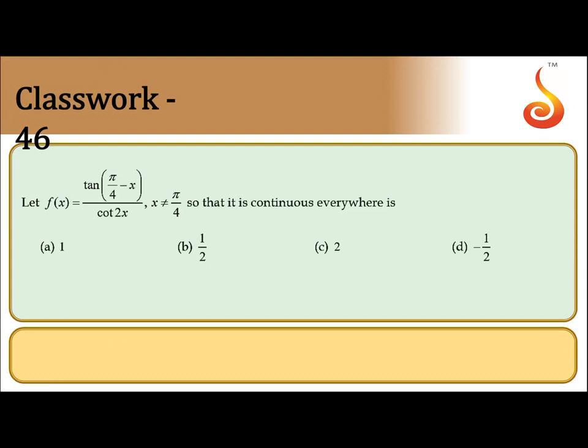Coming to the next, 46. Yes, let's see, that function is continuous everywhere, so at x equals pi by 4 it is also continuous. But when you substitute x equals pi by 4, it is in the form of 0 by 0. So let me calculate the value of the function at this point. Actually, the question is supposed to be: find the value of f of pi by 4, the value of the function at this point. We need to calculate it.